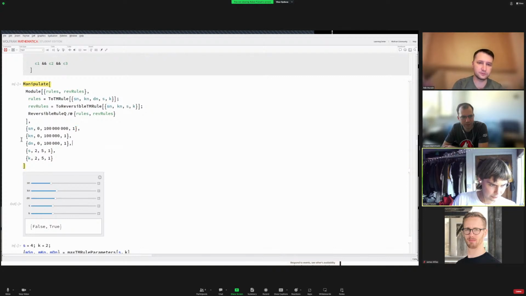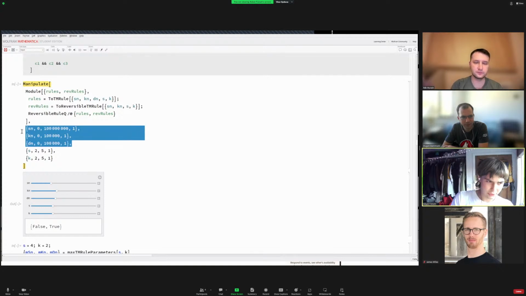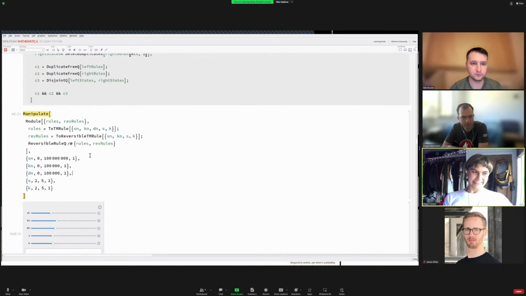So for ordering Turing machines, I have three numbers. I have what states are output, what colors are output, then I have which direction arises.